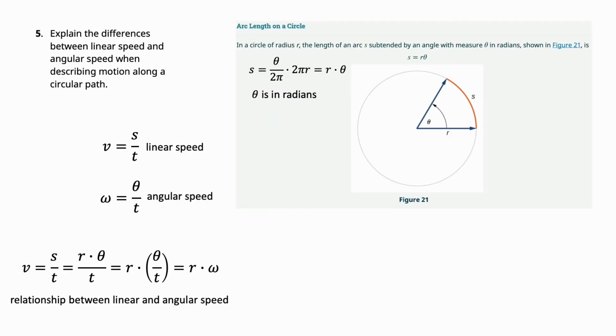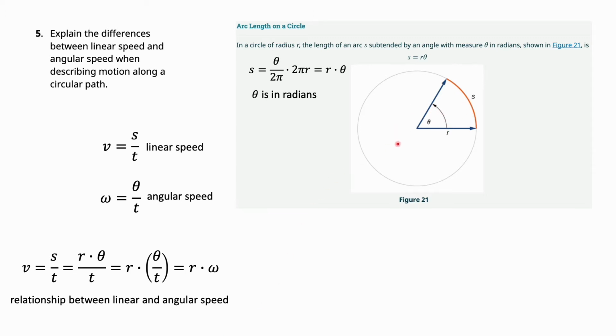Explain the difference between linear speed and angular speed when describing motion along a circular path. Well, to really do that, you first have to understand how you find the length of the arc. The book gives you the formula, but how it's created is there's a certain fraction of the distance that you go around. So this is from here to here.